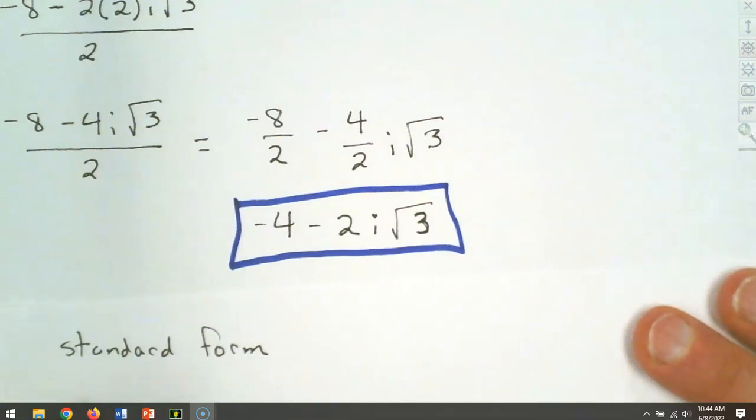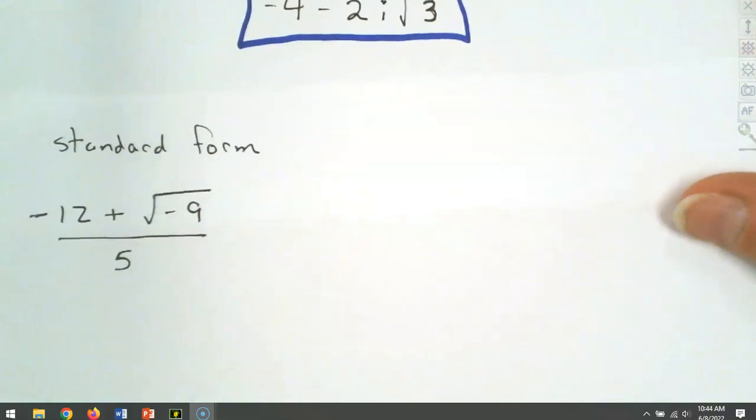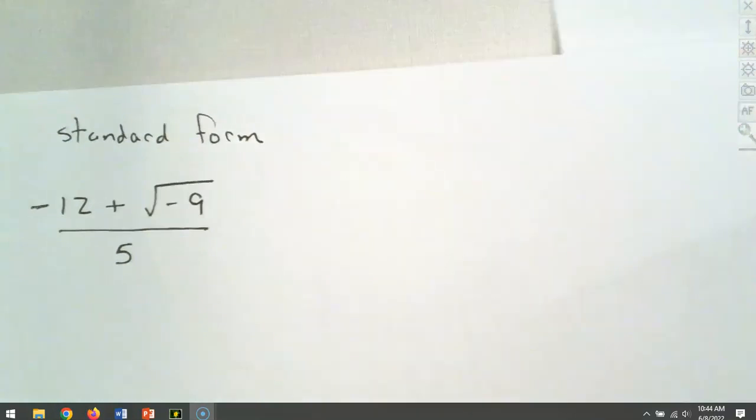Okay, how about -12 plus, let's see, how about the square root of minus 9 over 5. So I'll move it up so we can see it here. And this one's pretty easy too.